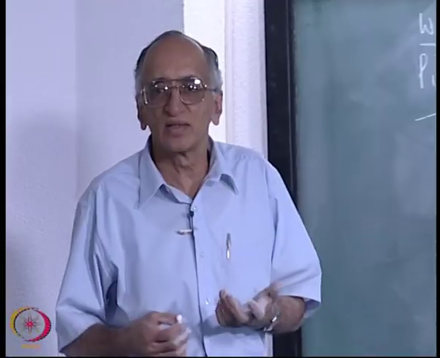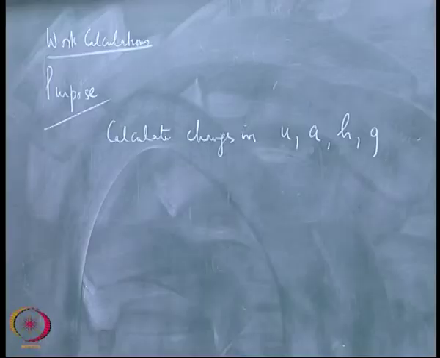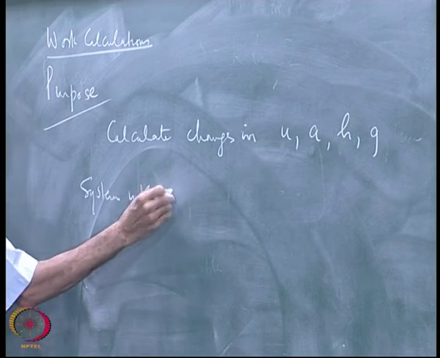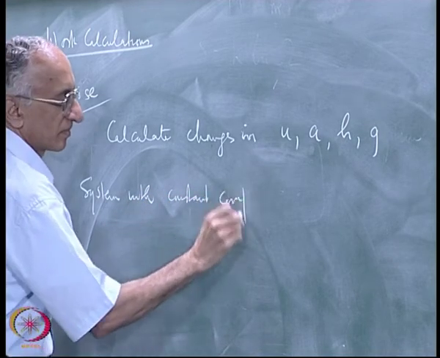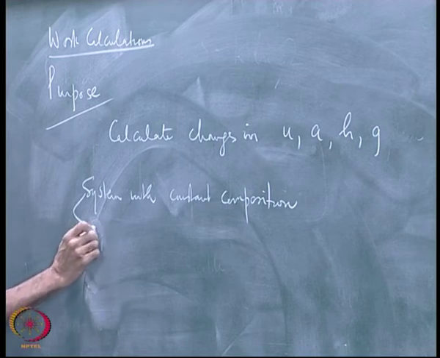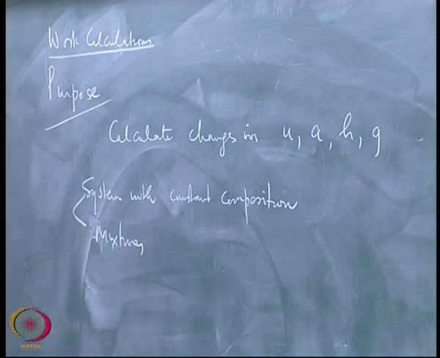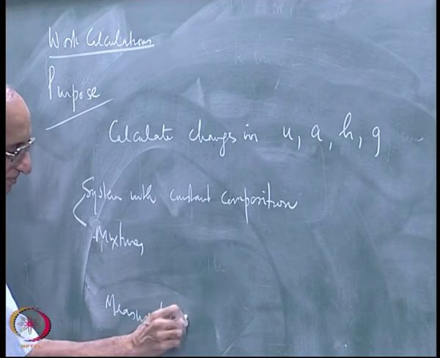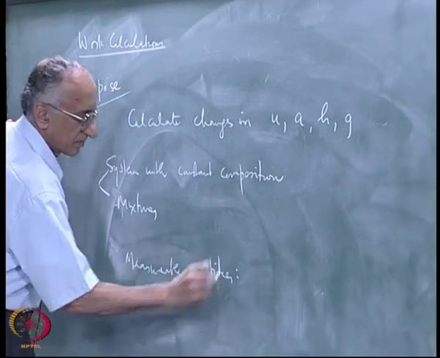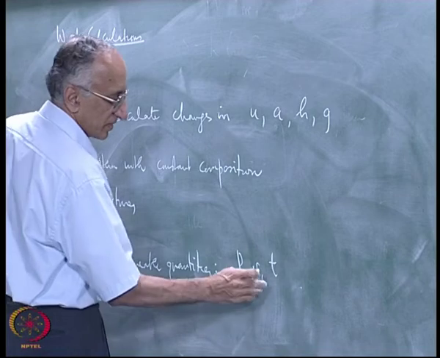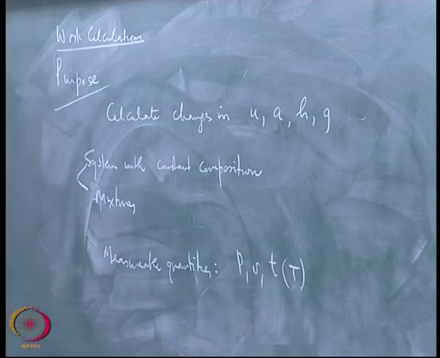For pure systems it is trivial. What is difficult is for mixtures. So we will set aside pure substances or systems with constant composition, discuss 2 cases, and then mixtures. In all these cases, we list what are called measurable quantities. Measurable quantities, as far as we are concerned, would be P, V, temperature. You can put in brackets absolute temperature.